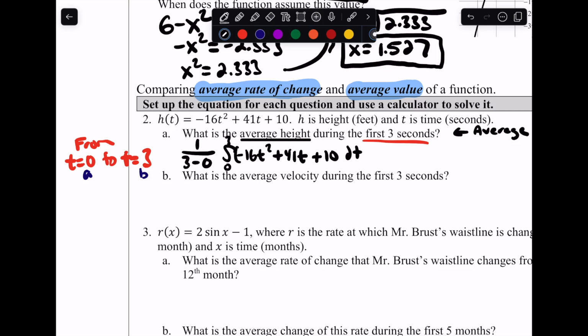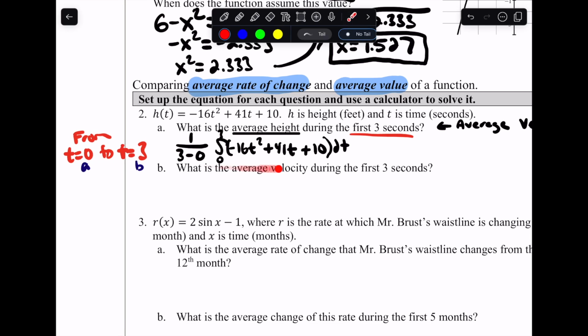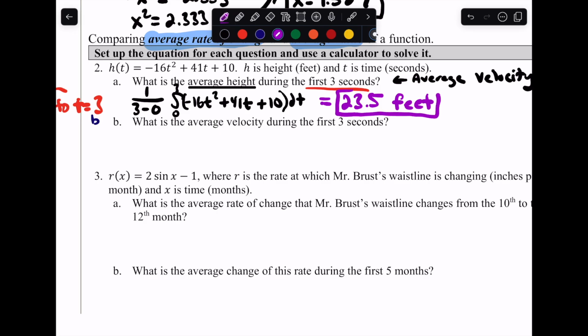If we're taking a look at that integral, we're going to continue to use our technology to evaluate this. I can throw this all into my calculator using the fn int feature to do the 1 over 3 times this integral. If we do that, this ends up equaling about 23.5 feet. Again, that is from using that equation and plugging into the fn int feature on our calculator to evaluate that integral for us.